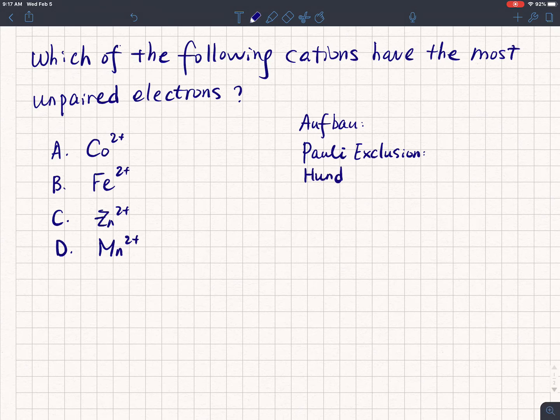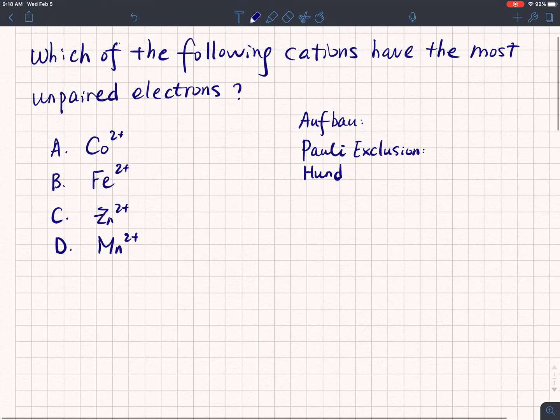The Hund rule is about orbitals with the same energy. Like there are 3 orbitals in the p subshell. There are 5 orbitals in the d subshell. If the orbitals have the same energy, then electrons will fill in separate orbitals with the same spin before they pair up. For my question here, I have 4 transition metal ions. I want to find out which one has the most unpaired electrons.